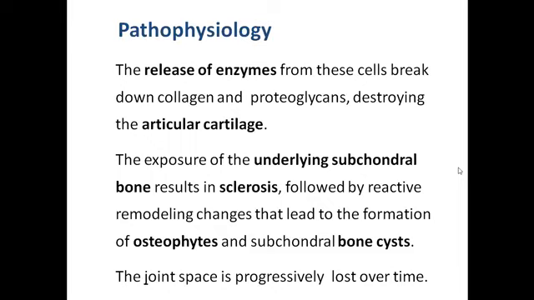Exposure of the underlying subchondral bone results in sclerosis, followed by reactive remodeling changes that lead to the formation of osteophytes and subchondral bone cysts, which are a main cause of pain in the articular joint. The joint space is progressively lost, that means reduction of the joint space over time.